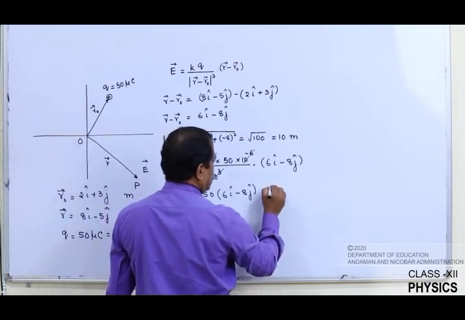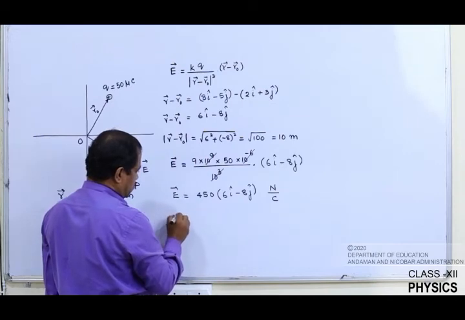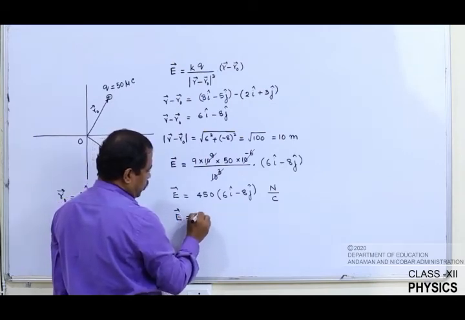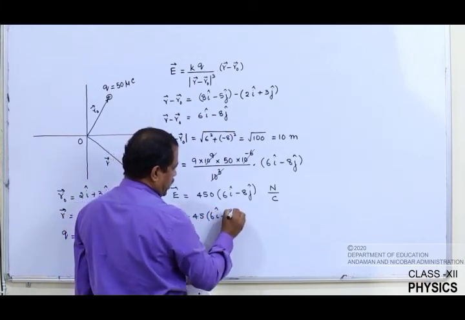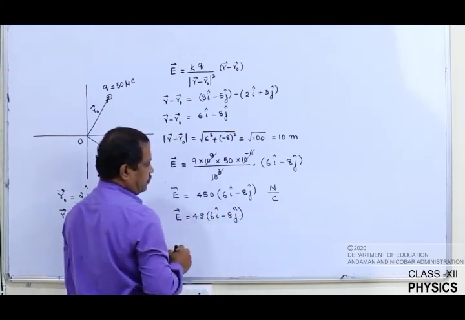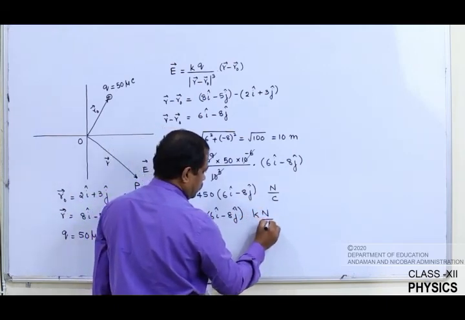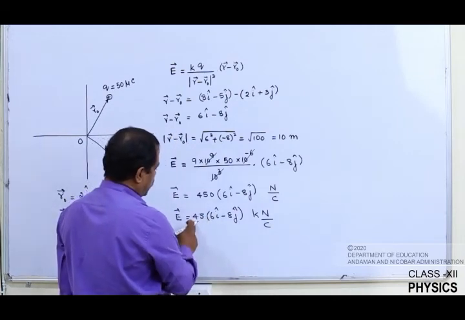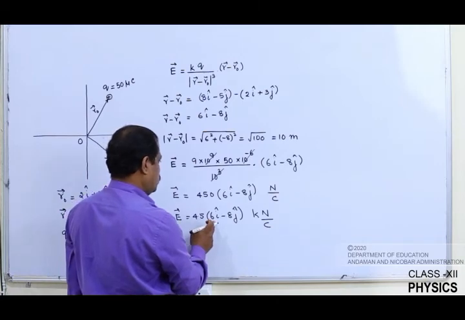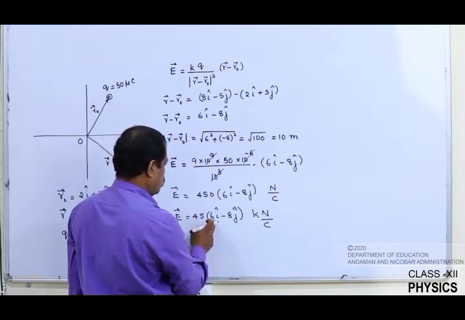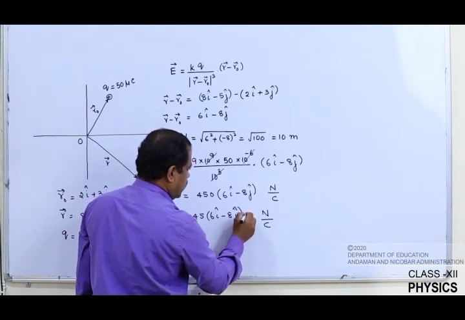I can write this as Newton per coulomb. Otherwise, E is equal to 4.5 into 6i cap minus 8j cap, with 10 power 3 which can be written as kilonewton per coulomb. 6 4s are 24, 6 5s are 30. So, this works out to be 27, 2.7. So, here it is 10 power 2.